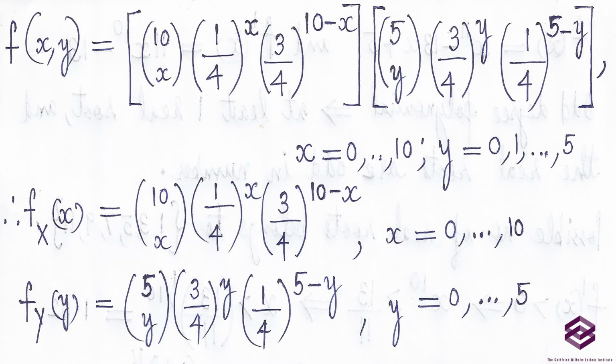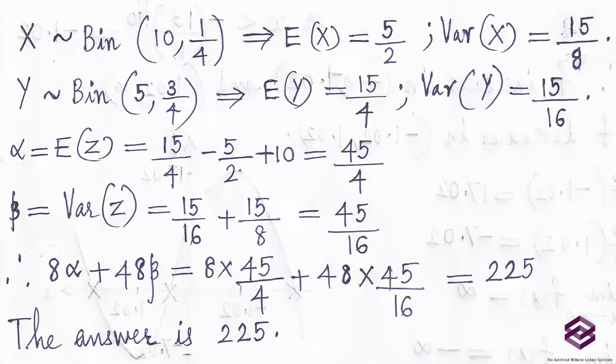What does that mean? That means that x and y are independent random variables. If we can express the joint mass function as the product of two marginal mass functions, that means x and y are independent. That means the corresponding random variables are independent.